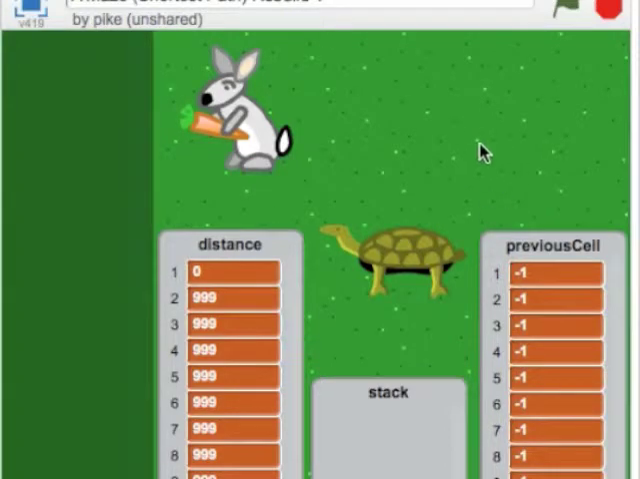In this project, we'll find the shortest path from the rabbit to the turtle if we can only move straight to the right or left and straight up or down. To find the shortest path, we'll use something called Dijkstra's algorithm or recipe.